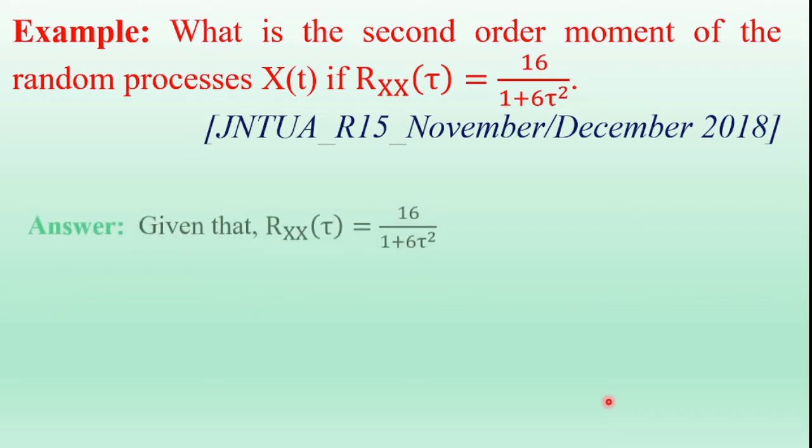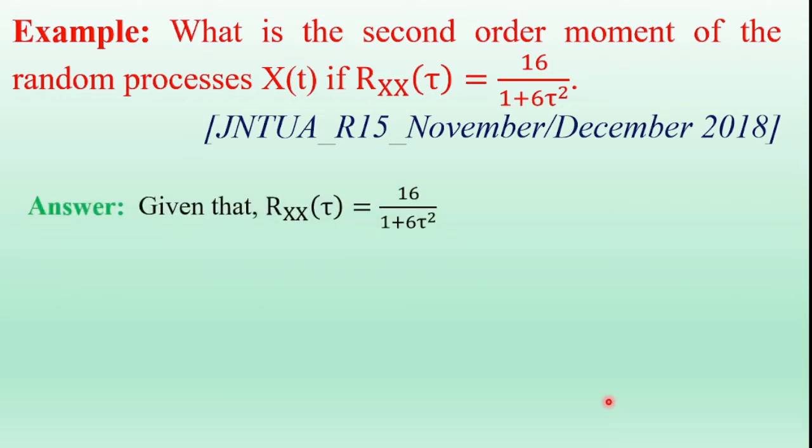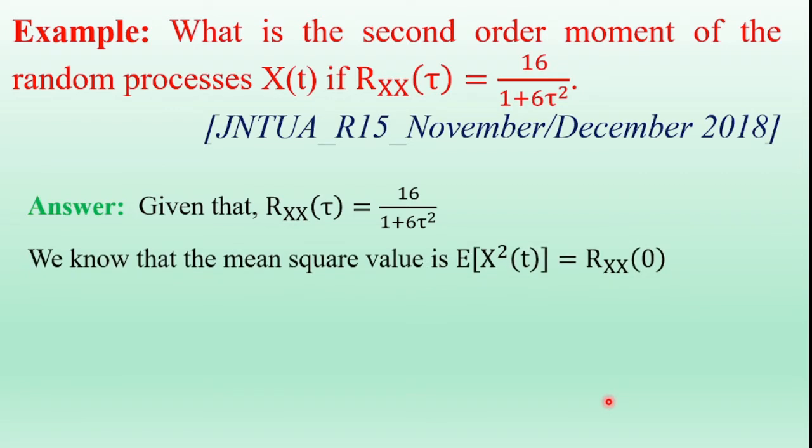Coming to the solution, given that the autocorrelation function is Rxx of tau is equal to 16 by 1 plus 6 tau square. So we know that the second moment of the random process, that is, the mean square value of the random process. From the properties of the autocorrelation function, the mean square value of the random process x of t is expectation of x square of t is equal to Rxx of 0. In the given autocorrelation function, substitute tau is equal to 0, we get expectation of x square of t is equal to 16 by 1 plus 0.